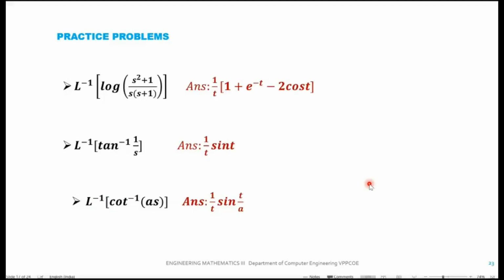Some practice problems I've given here. Maybe you can try this. I have told you cot inverse के लिए खाली minus sign extra आता है. The rest everything is same. I will share this PPT. You can just solve these practice problems.